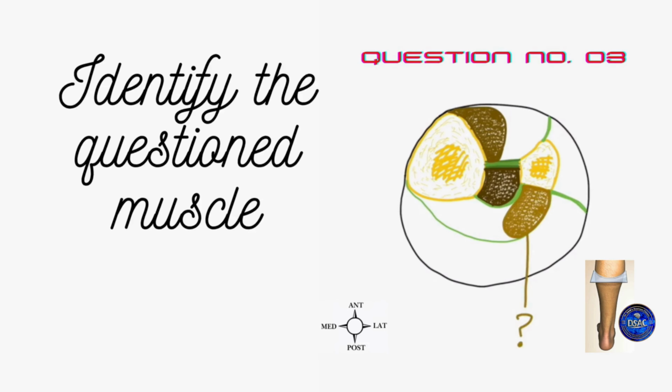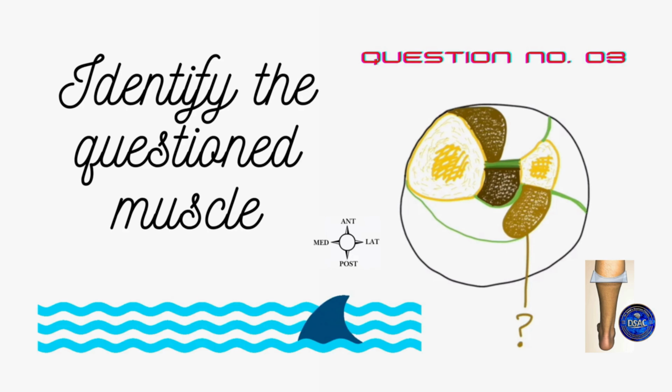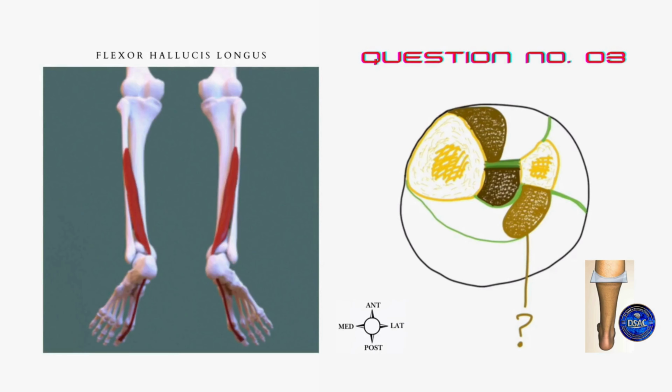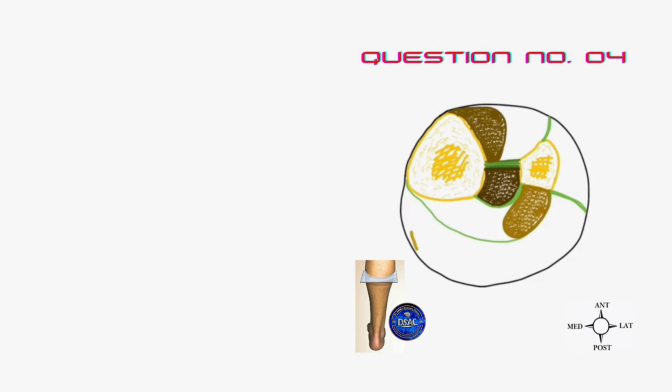Identify the questioned muscle. This muscle is flexor hallucis longus. Important point about this muscle is, it arises from lateral bone in the leg and inserts into the medial-most toe of foot.